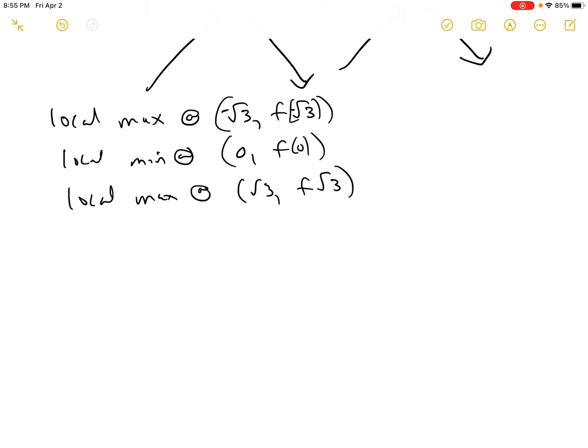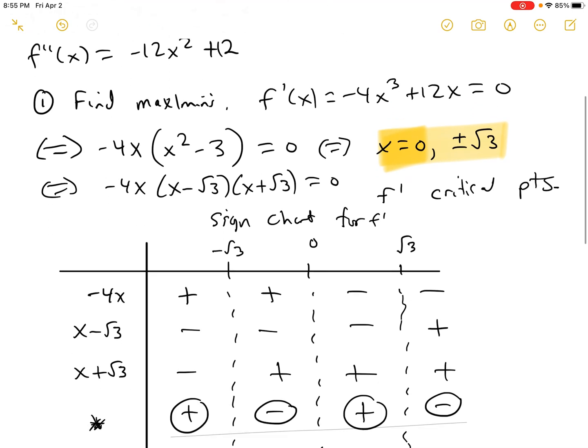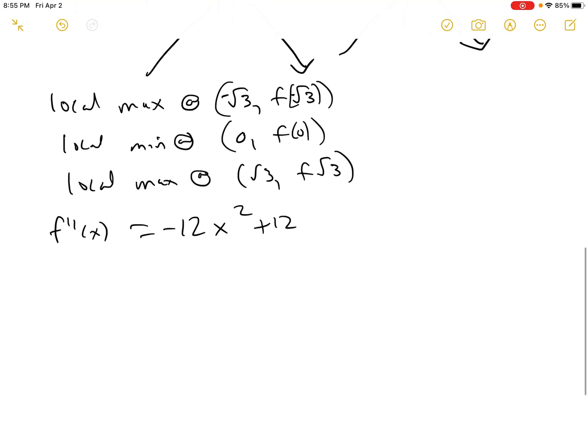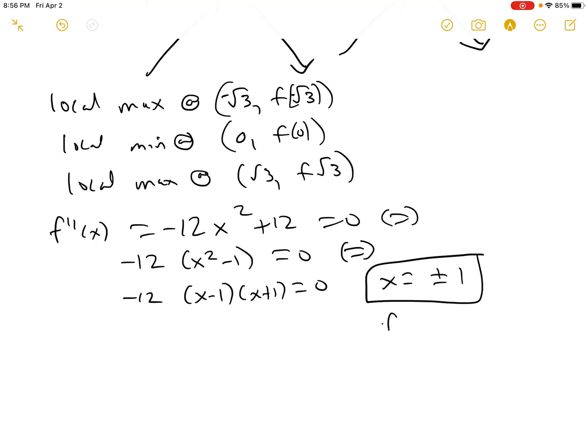Okay, so what was the second derivative here? The second derivative was minus 12x squared plus 12. And this equals 0 if and only if negative 12 times x squared minus 1 equals 0. And this is true if and only if x is plus or minus 1. So plus or minus 1 are f double prime critical points.